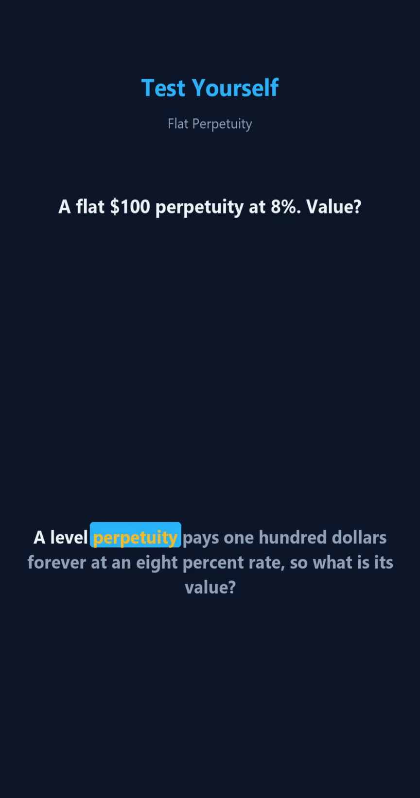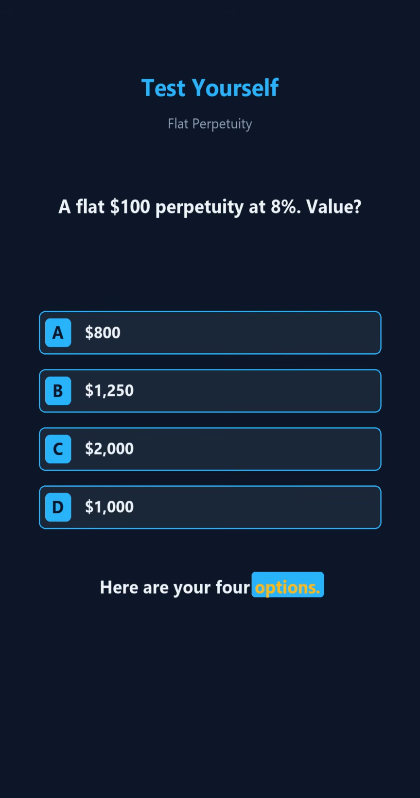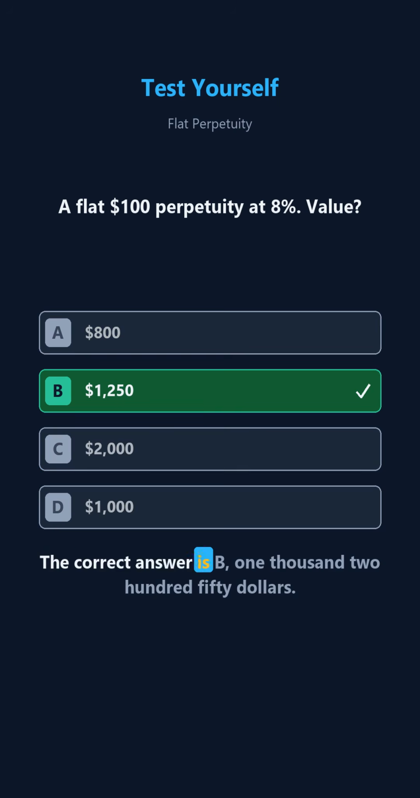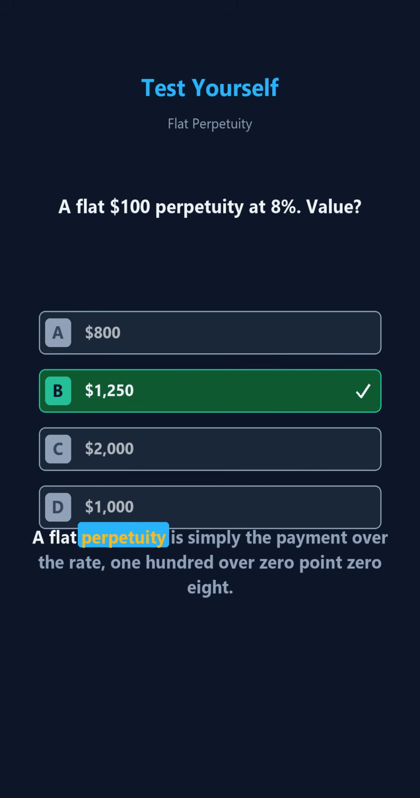Quick quiz, test yourself. A level perpetuity pays $100 forever at an 8% rate, so what is its value? Here are your 4 options. Pause the video and solve it now. The correct answer is B, $1,250. A flat perpetuity is simply the payment over the rate, 100 over 0.08.